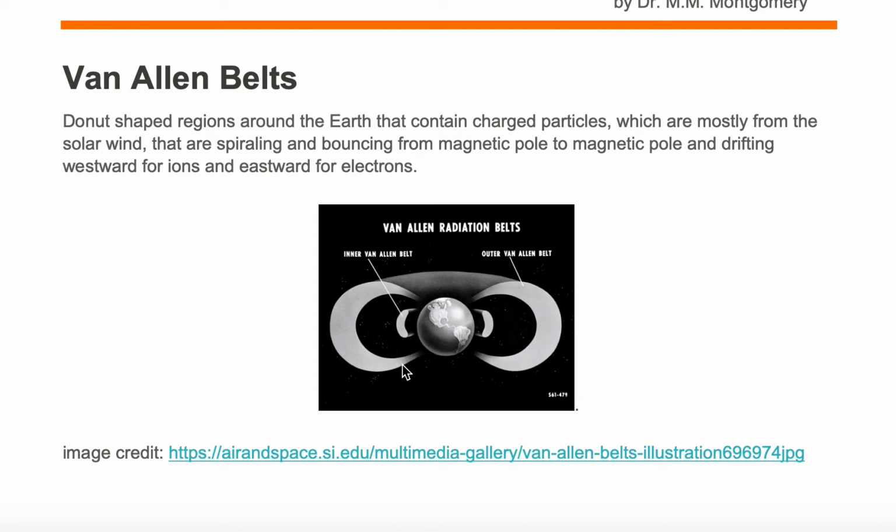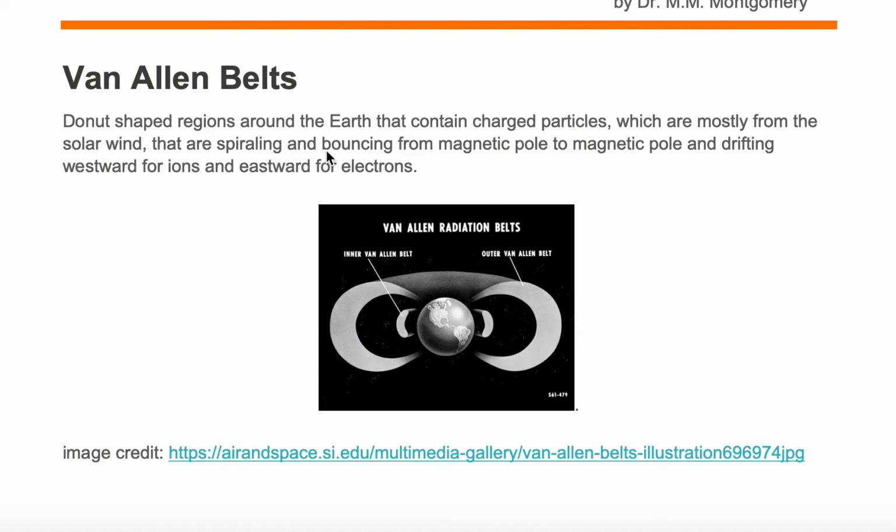Now these belts contain charged particles. Where did the charged particles come from? Well, they come in from the solar wind. If the sun is over here, it's streaming out solar particles, and those particles have charge with them, and the charged particles interfere with Earth's magnetic field. And so that's where we mostly get our charged particles from.